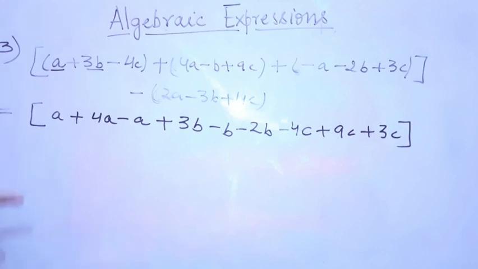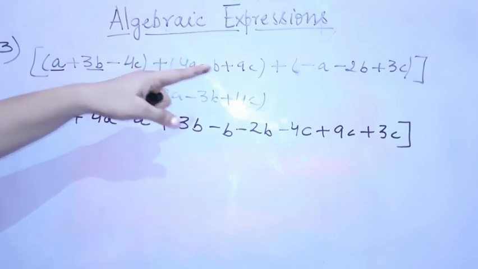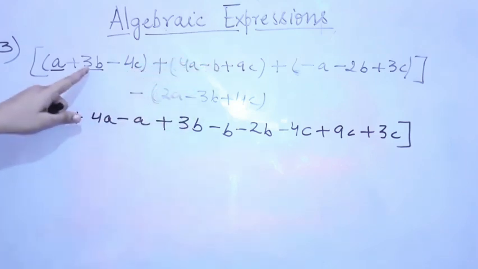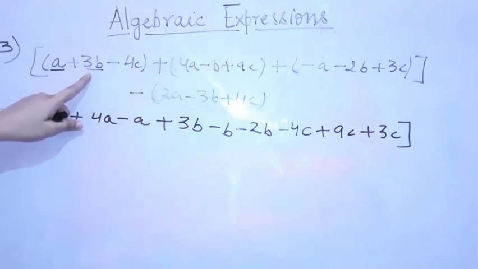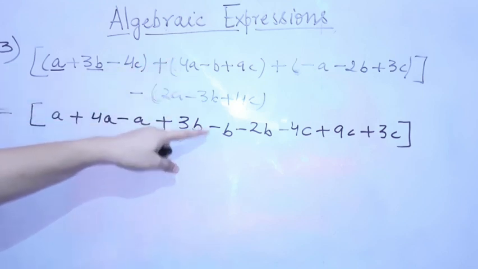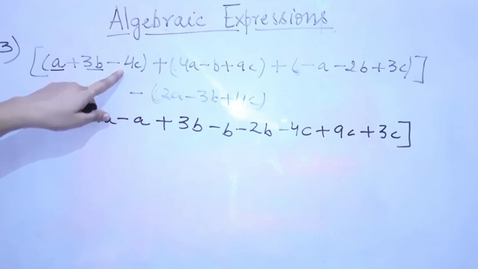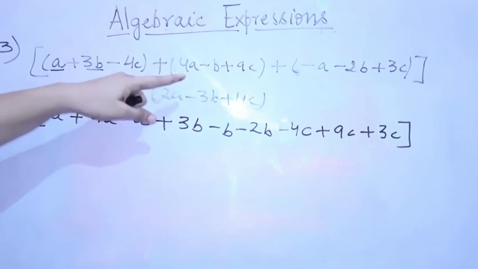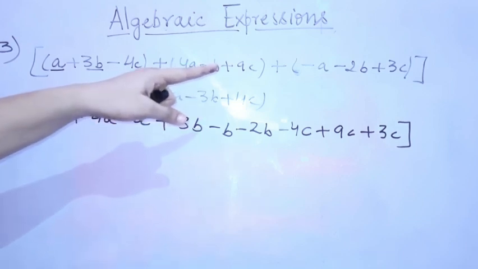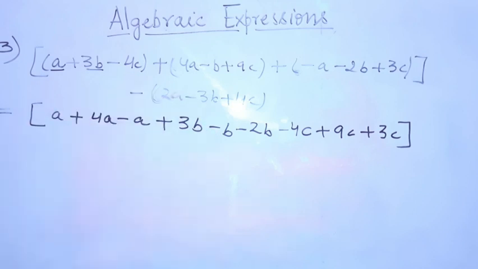So as you all can see, in the first algebraic expression it was a, in the second one it was 4a and in the third one it was minus a. Coming to b part, it was plus 3b in first one, minus b in the second one and minus 2b in the third one. Coming to the c part, minus 4c in the first one, plus 9c in the second one and plus 3c in the third one.